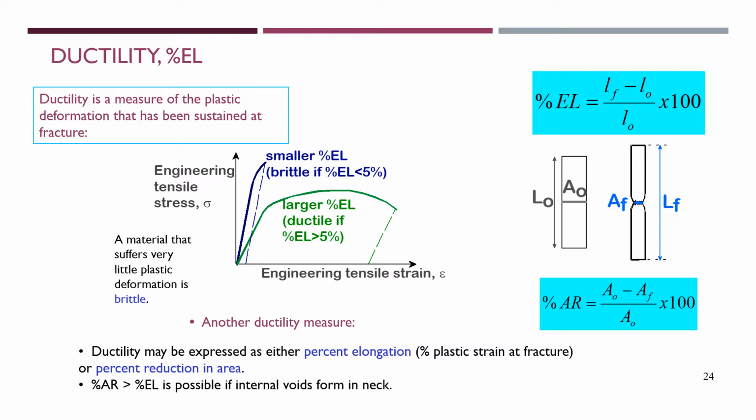So how do you calculate the percentage of ductility or elongation? It is generally done by knowing the final length and the original length. So the final length minus the original length, over the original length, times 100, then you can get the percentage of elongation.